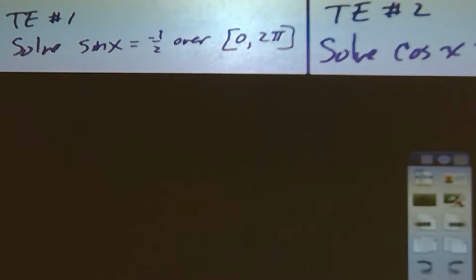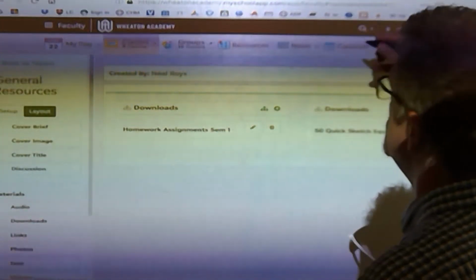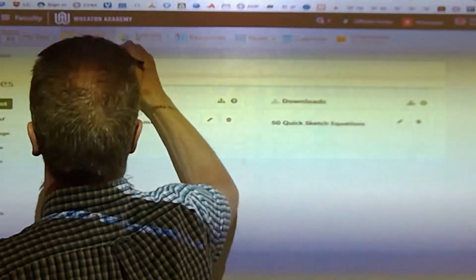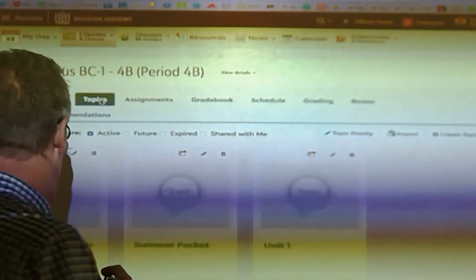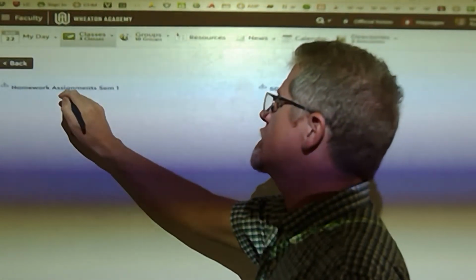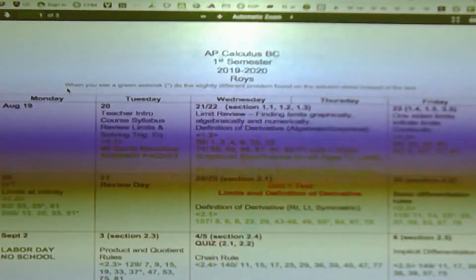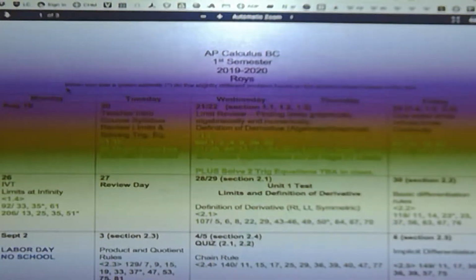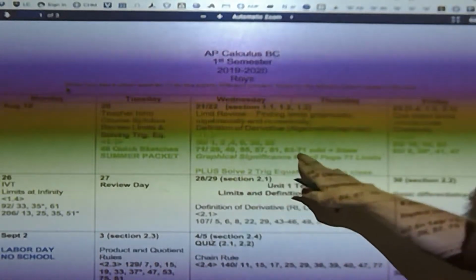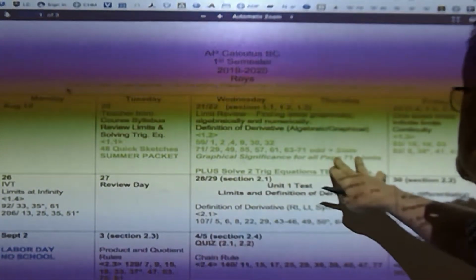In case you're wondering, well, where do I go to find out what the rest of the homework questions are? I just want to make sure that's clear on the website where it is you go. So if we go to calculus topics, let's take a look at general resources. In general resources, you see homework assignments for all of semester 1. And notice at the top, it says, when you see a green asterisk next to the problem, like on 1.2, looks like there aren't any green asterisk problems.